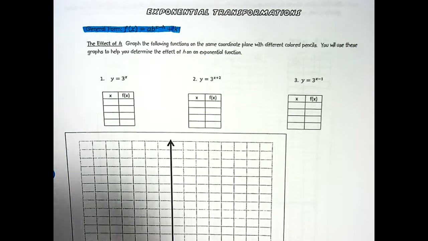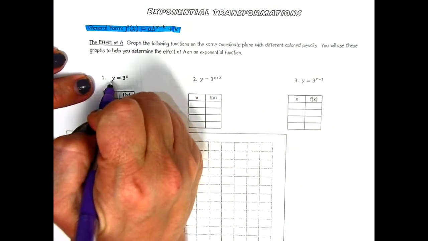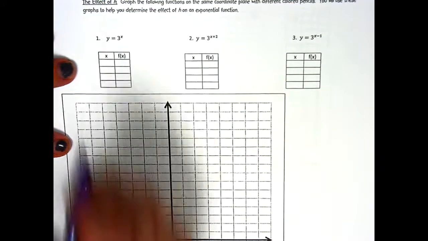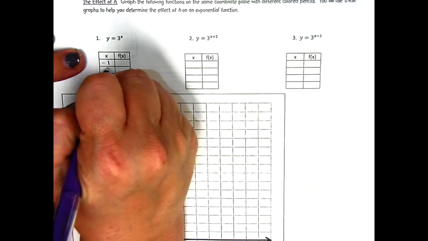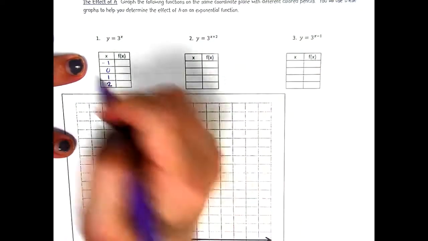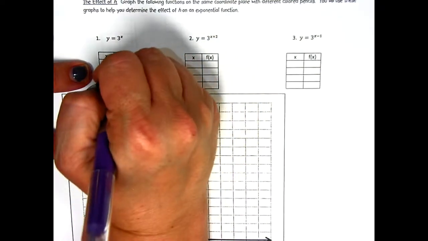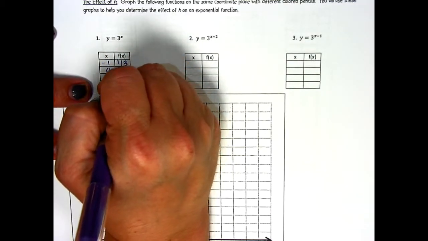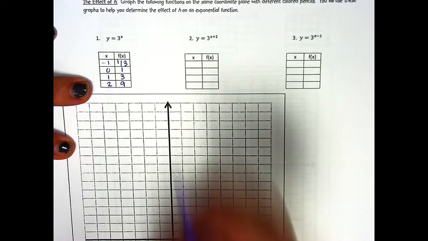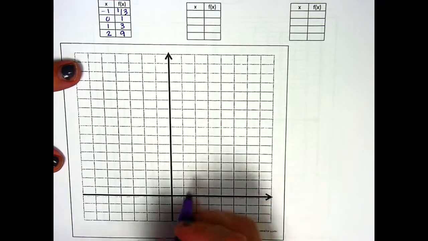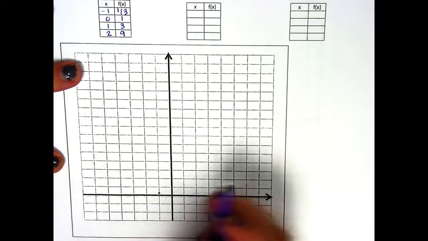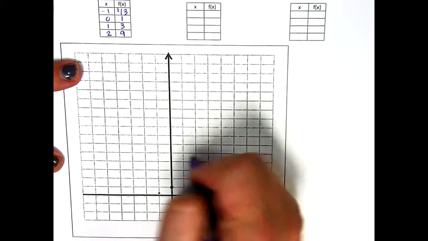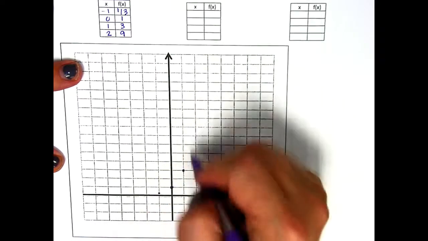So we're going to use y equals 3 to the x. And for my first domain, I'm going to use -1, 0, 1, and 2. So if I substitute -1 in, I get 1/3. 0 gives me 1. 1 is 3, and 2 is 9. So I'm going to graph those points. So -1, 1/3, 0, 1, 1, 3, and 2, 9.